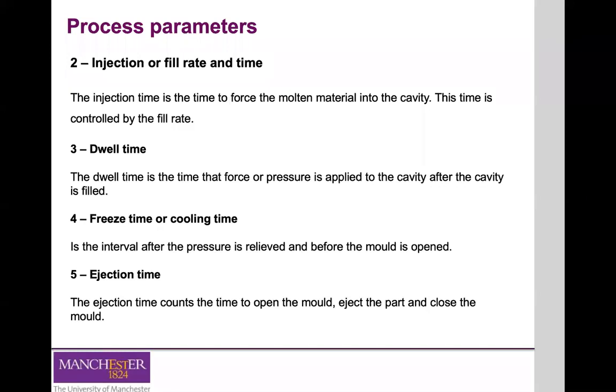And the freezing time or the cooling time is normally the interval after the pressure is relieved by retracting the screw and just before the mold is opened. And this time is normally governed by the ability of the parts to harden sufficiently to be ejected. And a way that we have to control this freeze time is by controlling the temperature inside the mold with the cooling channels. Finally, the ejection time is basically the time that counts to open the mold, to retrieve the part from the mold, and for the mold to close again, and another cycle to restart.